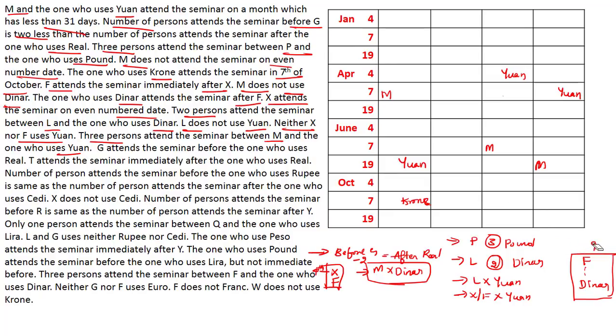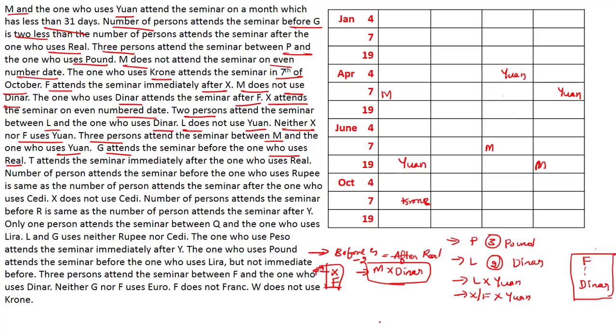M has to be on 7th or 19th, right? So that is also done. So M is on 7th or 19th, but it is not possible to substitute M on 19th in the first case. Okay, this is done. The next one is G attends the seminar before the one who uses real.